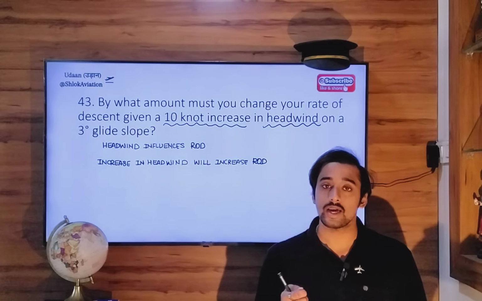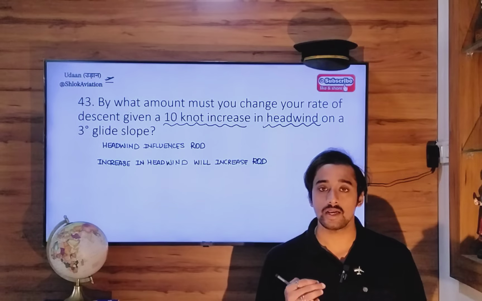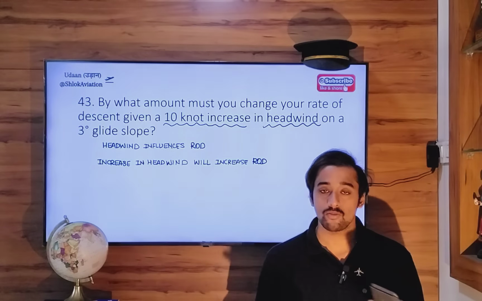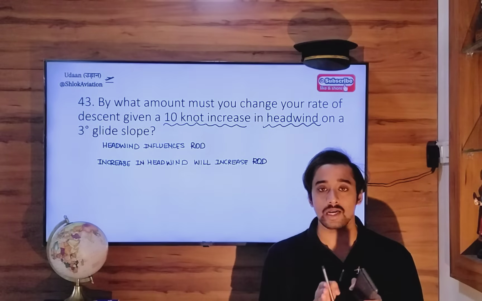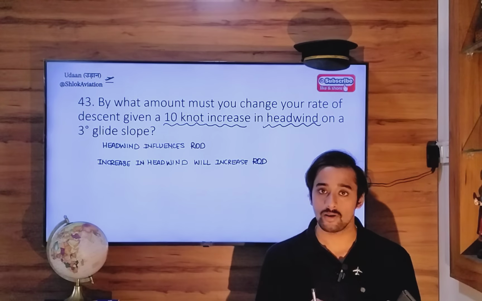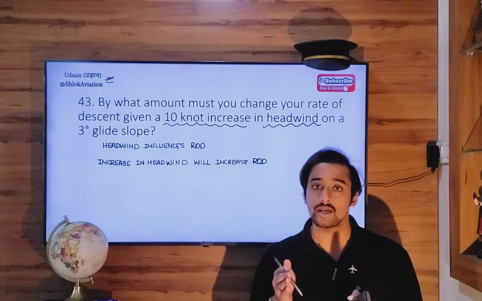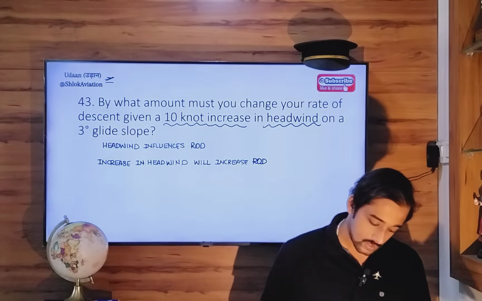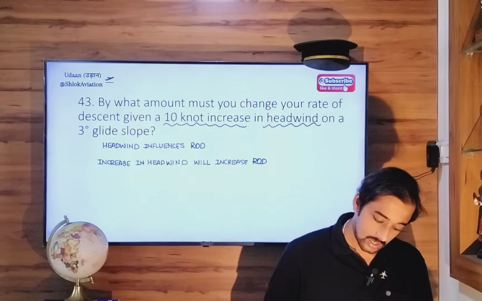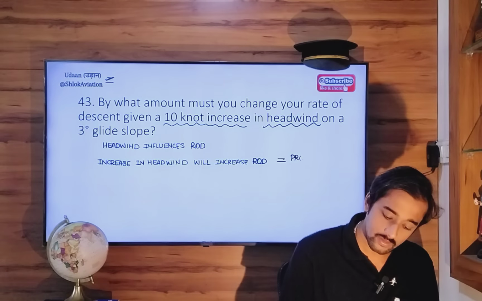You will have to cut engine power a little more so as to decrease the rate of descent. So both get balanced. Headwind tries to increase rate of descent. You're preventing that by cutting down engine power or doing something else, and hence arresting that increase in rate of descent. Increase in headwind, increase in rate of descent. So this is the problem.